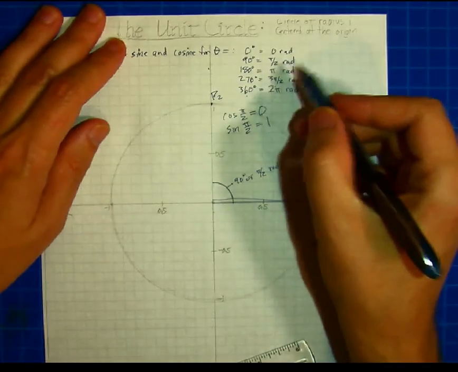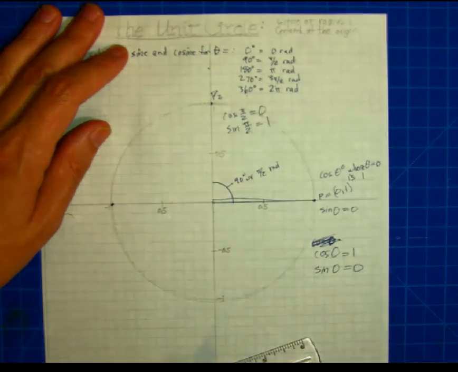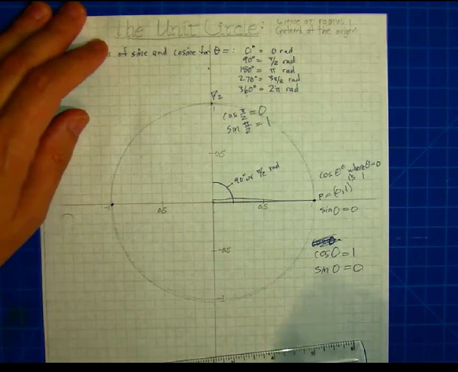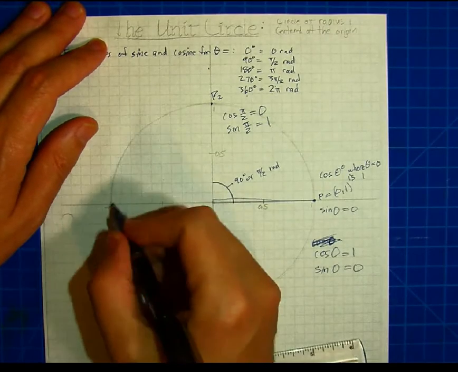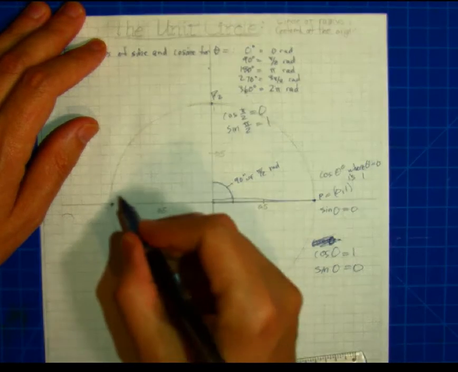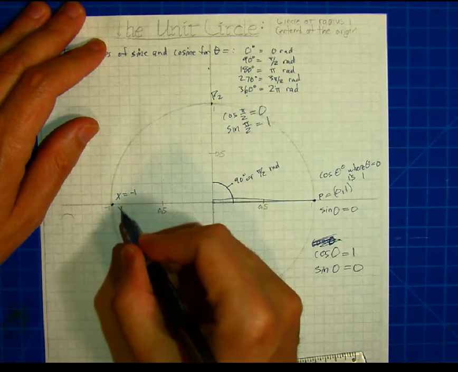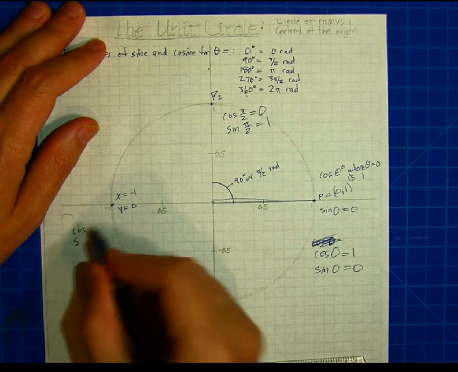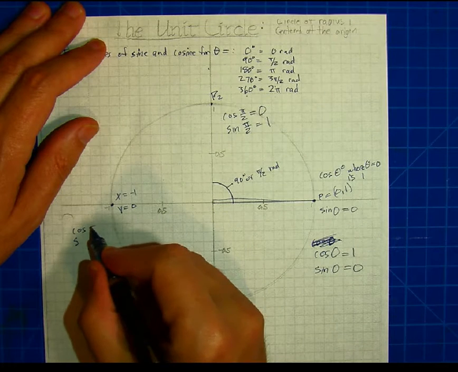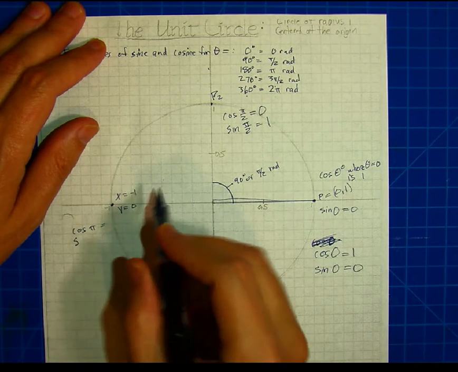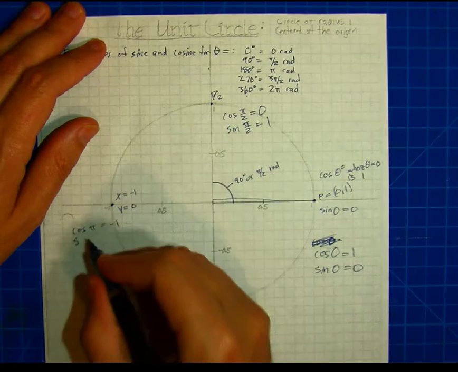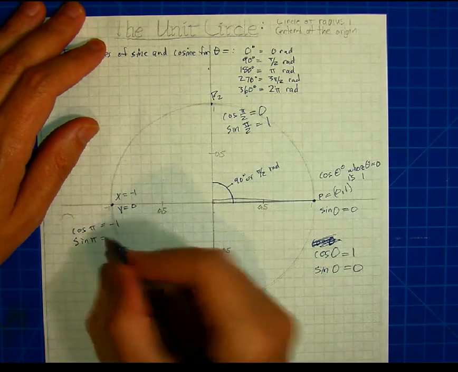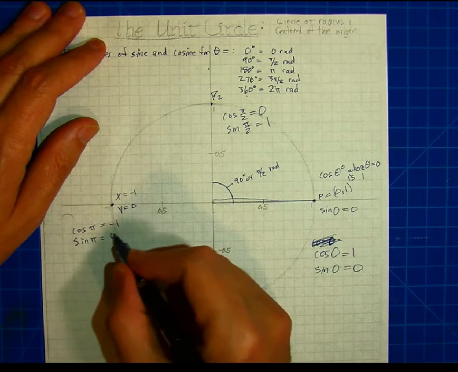180 degrees, similar idea, go over here. You can draw a radius in if you want to, but really the point is pretty easy to spot. At 180 degrees, we know that the x-coordinate is -1, and the y-coordinate is 0. So that means that the cosine of 180 degrees, or pi radians, is the x-coordinate, -1. The sine of pi is going to be equal to the y-coordinate, which is 0.